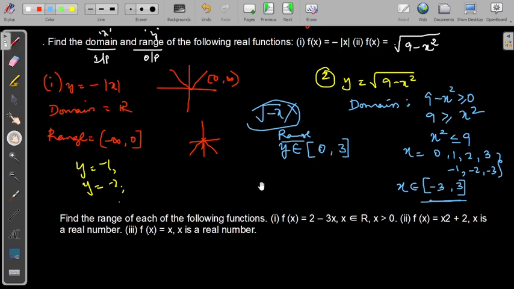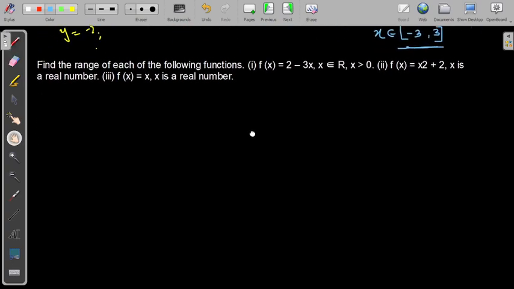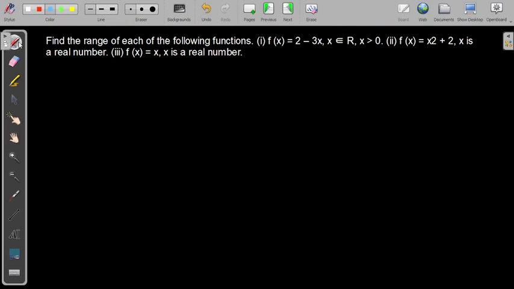That is how we calculate range and domain of the function. Domain means possible values of x. Range means possible values of y. Now find the range of each of the following functions. It is enough if you find the range, because domain is already given.